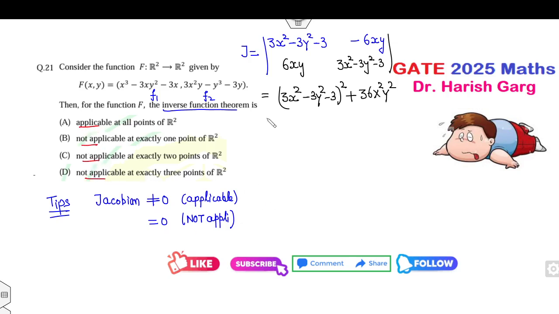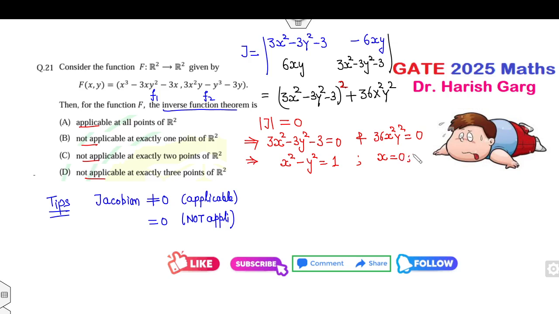Firstly, we will see when it is not applicable. When will it be not applicable? If the Jacobian is 0. Because of this square value, each individual term must be 0. So this will be 0 and 36x square y square must be 0. What is the meaning of that? That gives you x square minus y square is equal to 1, and from the other case x is 0, y is equal to 0. Clear?